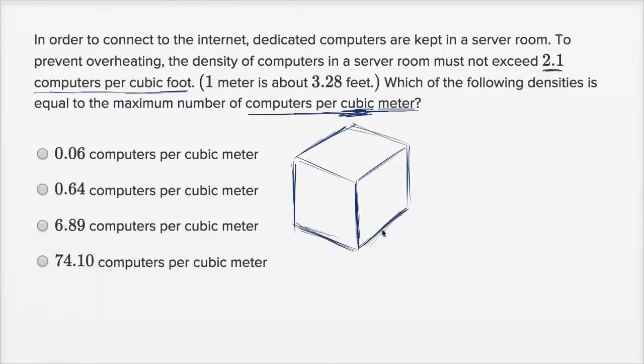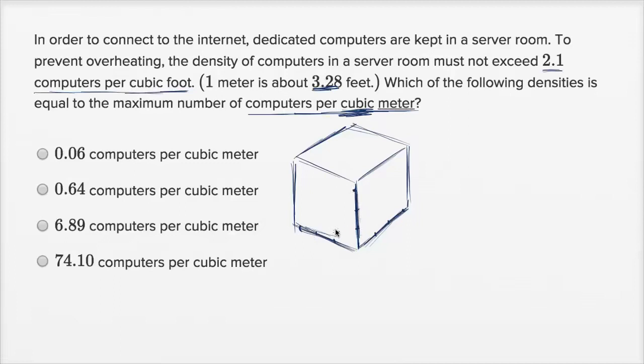Now 1 meter in this dimension is going to be 3.28 feet. So maybe, and I'm not drawing it perfectly, that's a foot, that's another foot, that's a foot, and that's a foot. So you have 1, 2, 3, and then a little more than a quarter of a foot. So that's 3.28 feet. And then 1 foot, 2 foot, 3 foot in the other dimensions.